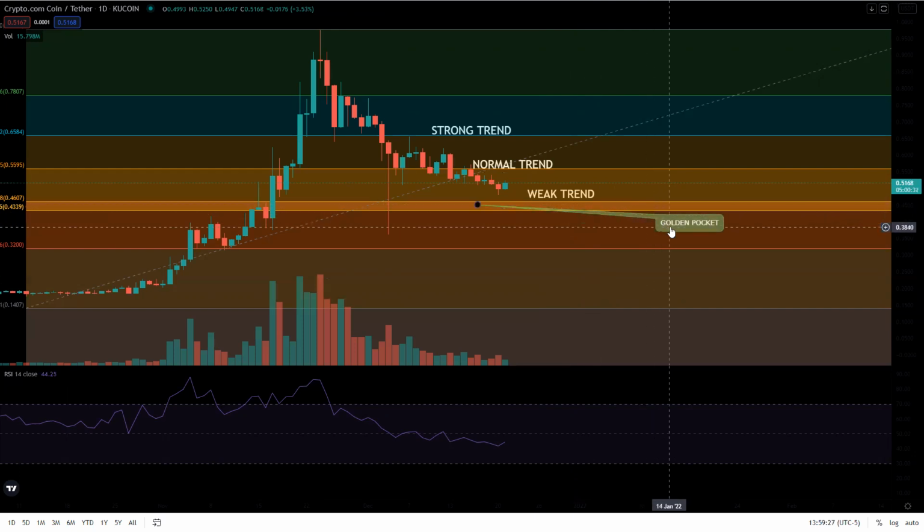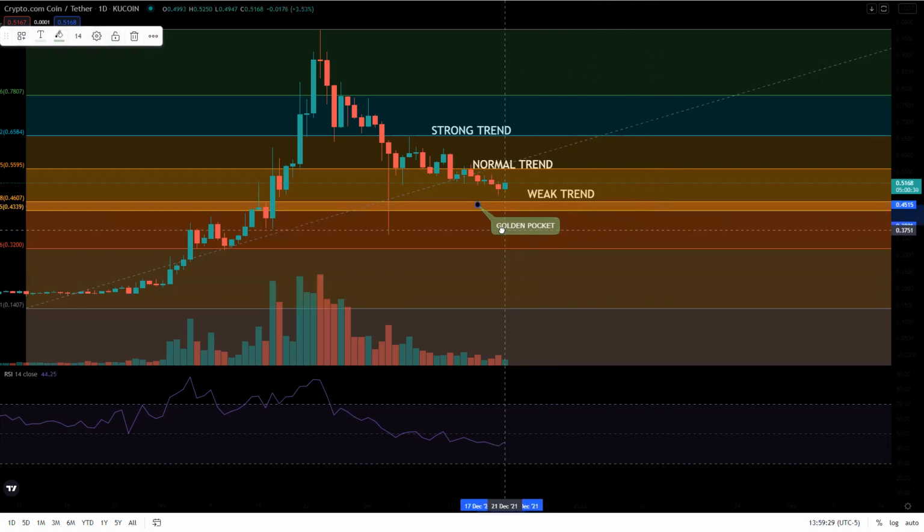That's signifying that you may see it consolidate, or it may drop into this little box here that I have highlighted as the golden pocket. The golden pocket for CRO is going to be 0.433 and 0.4607. That tends to be a really good level, something known as the golden ratio. Some people call it the golden pocket.